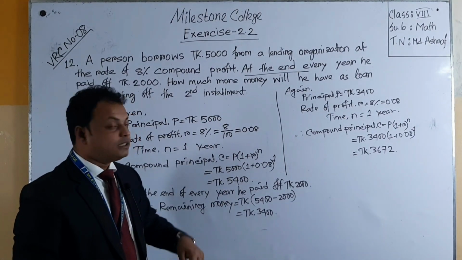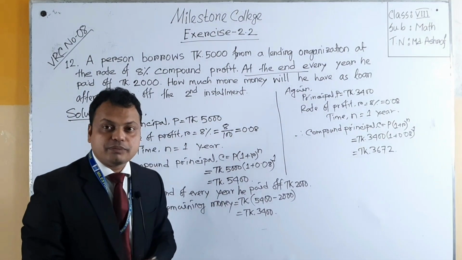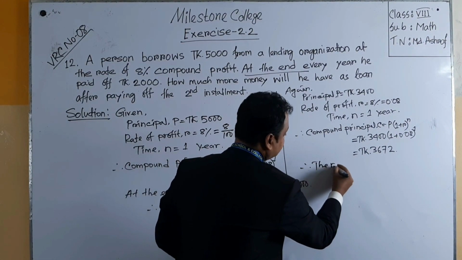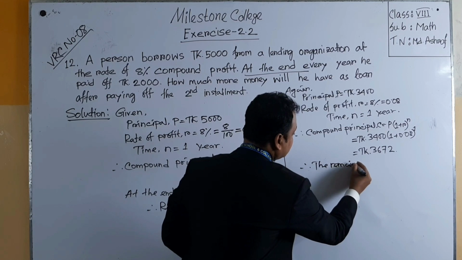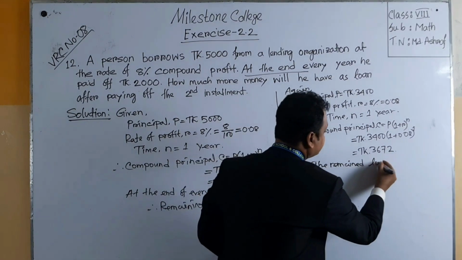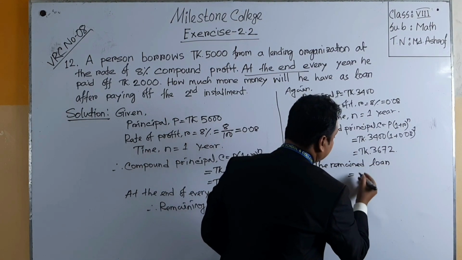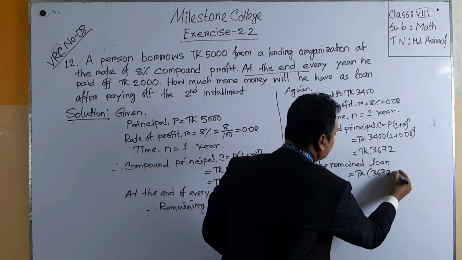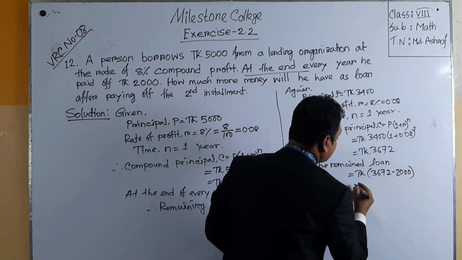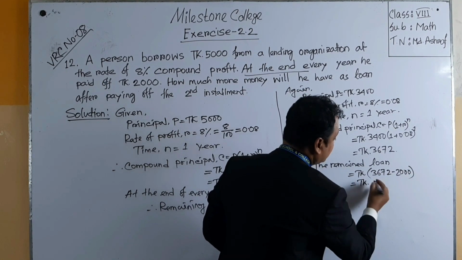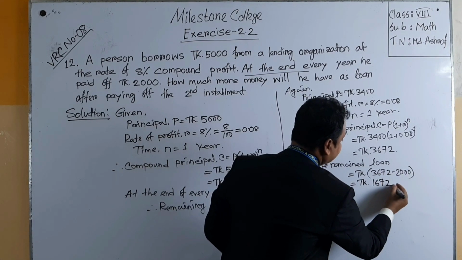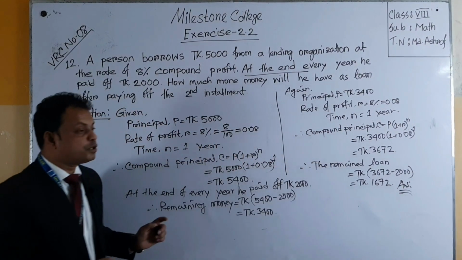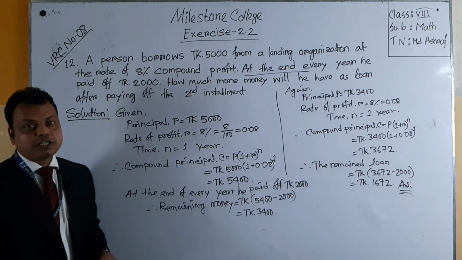So what will be the remaining money after paying off the second installment? Therefore, the remaining loan will be equal to taka 3,672 minus 2,000. So what will you get? Taka 1,672. So this one will be the result. So this is the solution of question number 12.